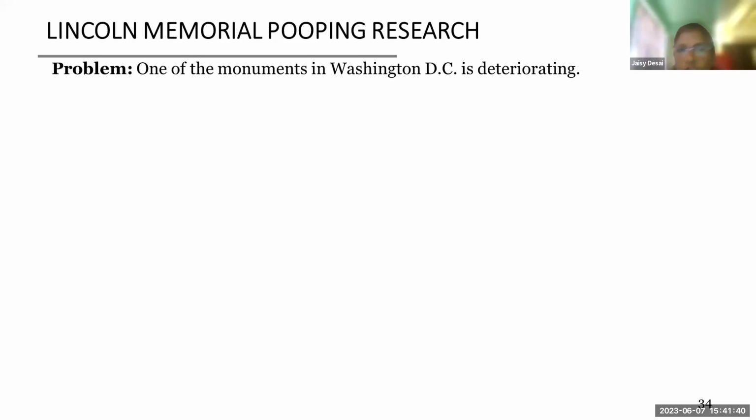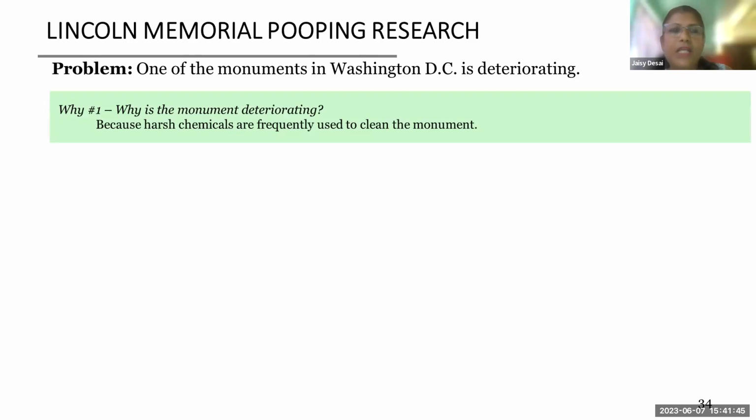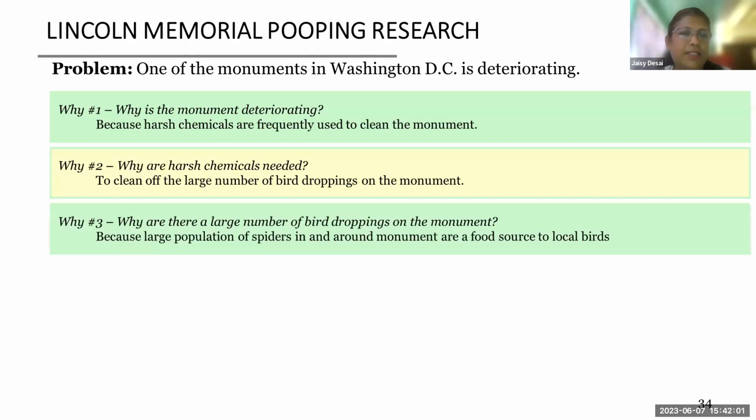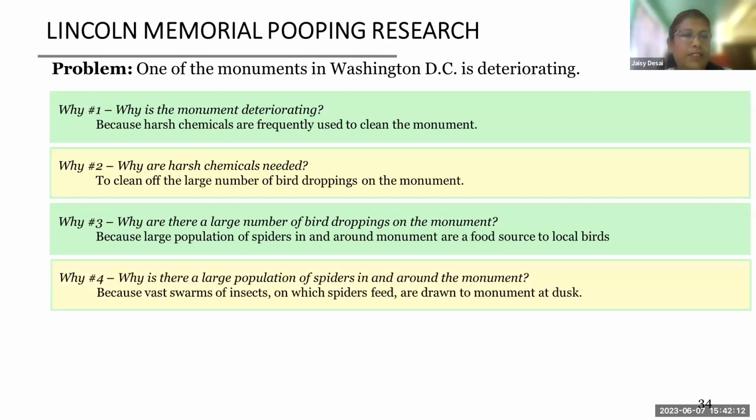So the problem was one of the monuments in Washington, D.C. is deteriorating. So the question is, why is the monument deteriorating? Because harsh chemicals are used frequently to clean the monument. Why are harsh chemicals needed? Because there are a lot of bird droppings on the monument and it needs to be cleaned using harsh chemicals. Why are there a large number of bird droppings on the monument? Because a large population of spiders in and around the monument are a source of food to the local birds.